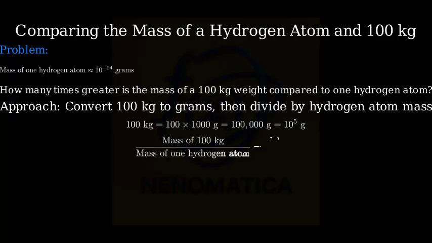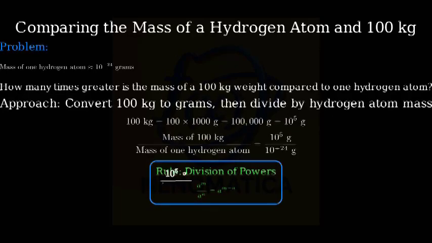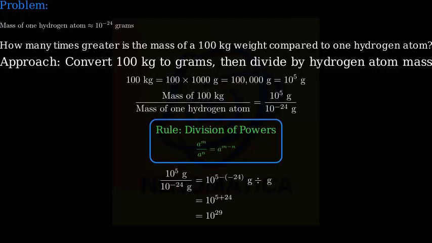Now, to find how many times greater the 100 kilogram mass is compared to the hydrogen atom, we divide the mass of 100 kilograms by the mass of one hydrogen atom. When dividing powers with the same base, we subtract the exponents. So 10 to the power of 5 divided by 10 to the power of negative 24 equals 10 to the power of 5 minus negative 24. That's 10 to the power of 5 plus 24, which equals 10 to the power of 29.